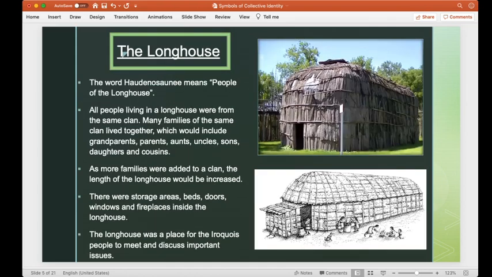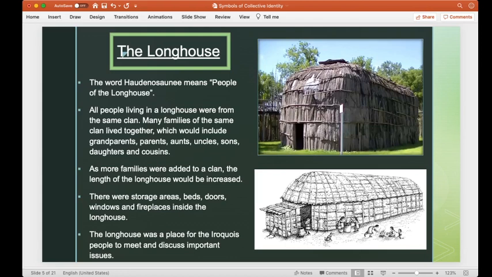The first symbol of collective identity, the first thing we talk about when we talk about collective identity, is the longhouse. Remember, people of the same clan would all live in this longhouse. It would include grandparents, parents, uncles, aunts, cousins, sons and daughters. When a woman was married, the male would come join her longhouse and grow a family from that. As the family continued to extend, so did the longhouse.